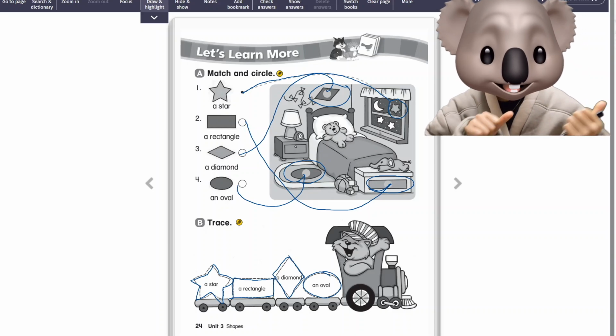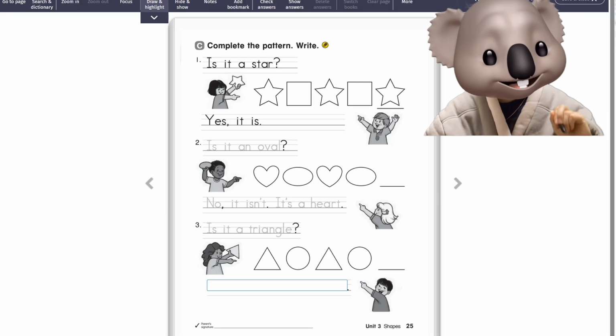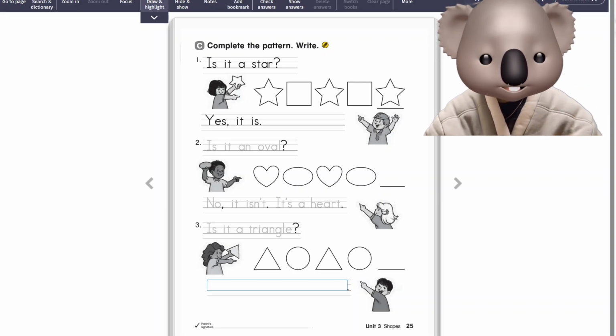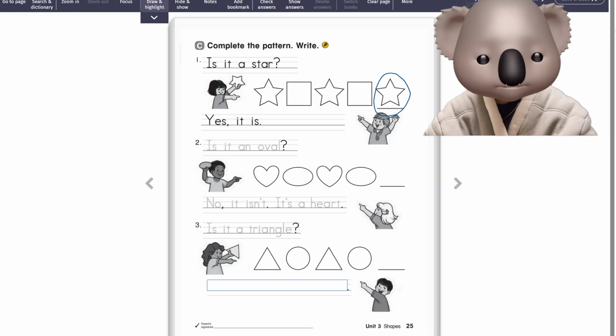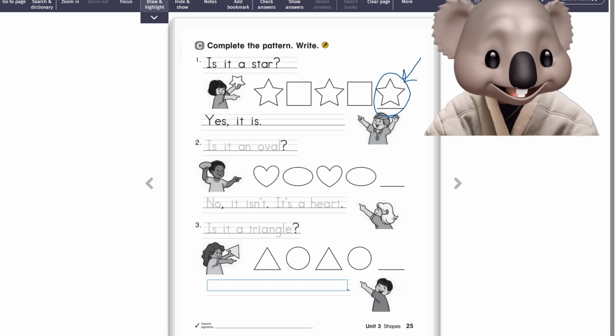Fantastic! Let's keep going. On page 25, we're going to complete the pattern and write. Remember, complete means to finish. 남은 패턴들은 우리가 그려야 돼요. Number 1, if we look at the last space or 마지막 칸에 보면 the question says, is it a star? Is this a star? Yes, it is.